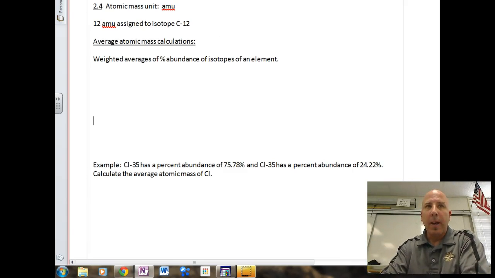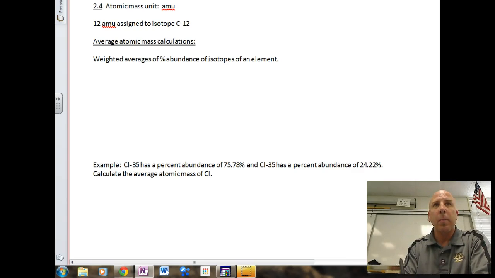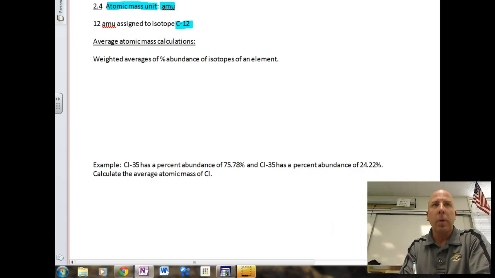Okay, we're going to talk next about average atomic mass calculations, and let's talk about a couple terms that'll pop up here and there. The first thing is the atomic mass unit, abbreviated AMU. 12 AMUs is assigned to the isotope carbon 12, an arbitrary number. But because atoms' atomic masses are so small, it becomes easier to use larger numbers like this.